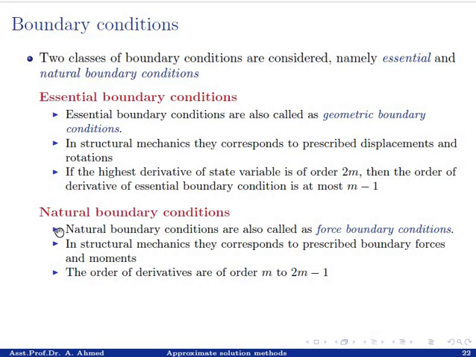What are natural boundary conditions? Natural boundary conditions are also called force boundary conditions. In structural mechanics, they correspond to prescribed boundary forces, distributed loads, and moments, and the order of derivatives in the differential equations for the natural boundary condition is from m to 2m minus 1.